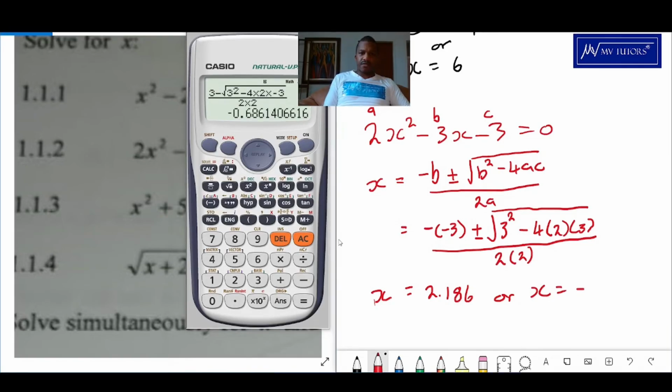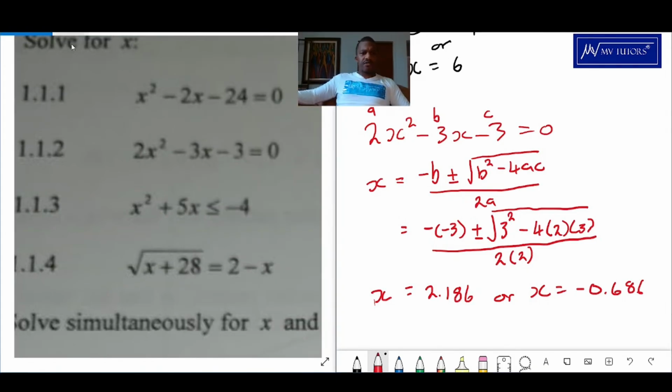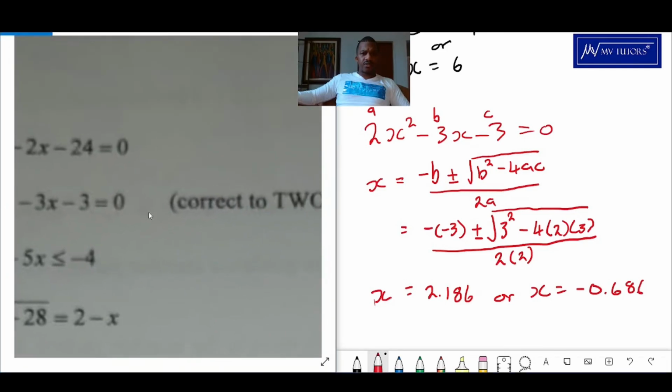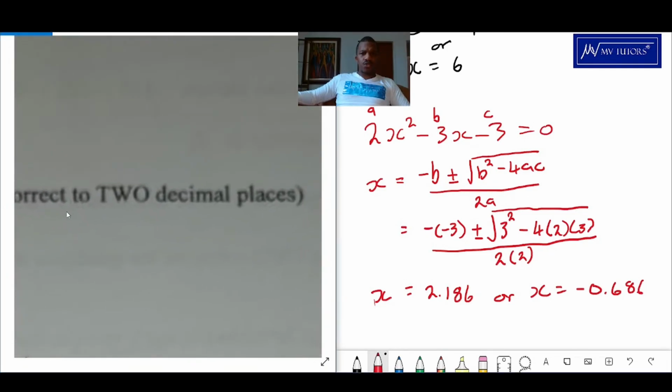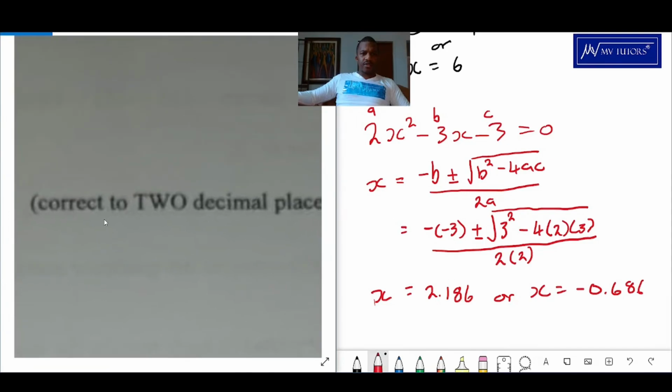0, negative 0.686. I just did 3 decimals. I'm not sure whether they specified how many decimals. Oh, they did. Correct to 2 decimals, right over there. So since they specified, we should give it in 2 decimals.